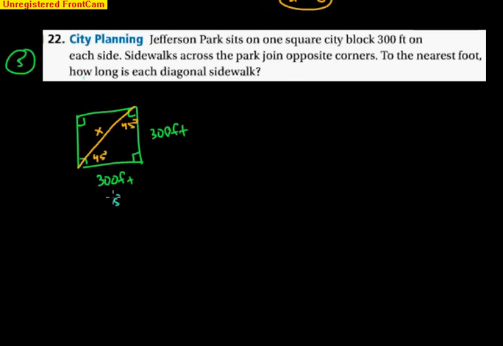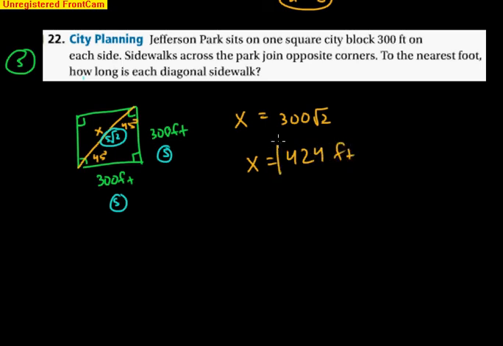The labels on this triangle, again, are S, S, and the diagonal, the hypotenuse, is S radical 2. So I would like to find that diagonal X. It is S radical 2. I know what S is. S is 300. 300 times the square root of 2. And I just multiply. 300 square root of 2. And I get 4, what do they want? To the nearest foot. So no decimals, 424. And that is in feet. And there's the length of each sidewalk.